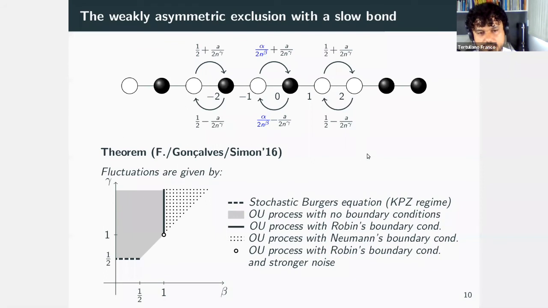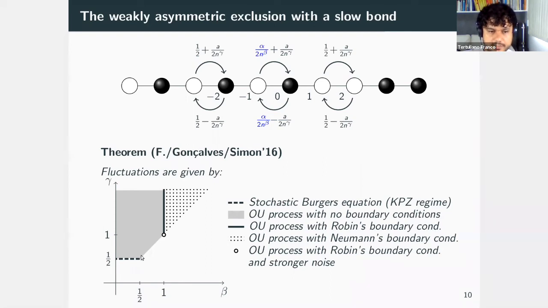With Patricio Gonçalves and Marielle Simon, 2016, we studied the fluctuations of this model. And the fluctuations have a lot of cases here. First of all, this is gamma, this is beta. Gamma is the global drift to the right, and beta is the strength of the slow bond. And there is nothing here because here the rates would be negative. You cannot allow beta to be bigger than gamma, otherwise we'll have negative rates. It doesn't make sense. So it's only above the diagonal.